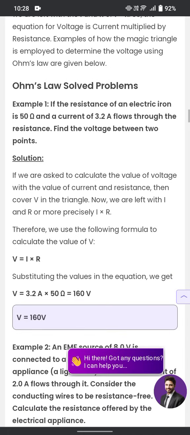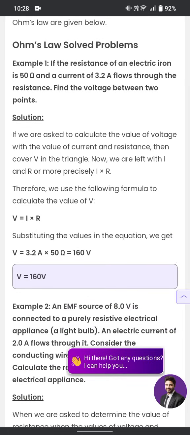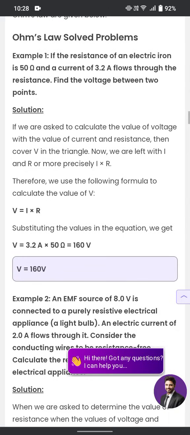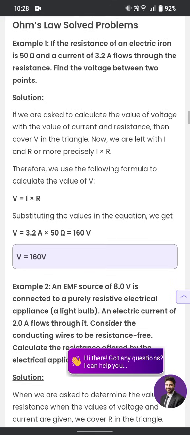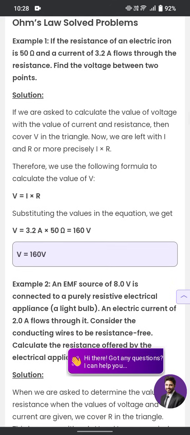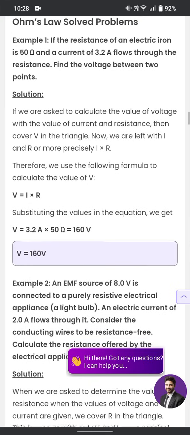Ohm's law solved problems. Example 1. If the resistance of an electric iron is 50 ohms and a current of 3.2 ampere flows through the resistance, find the voltage between 2 points.